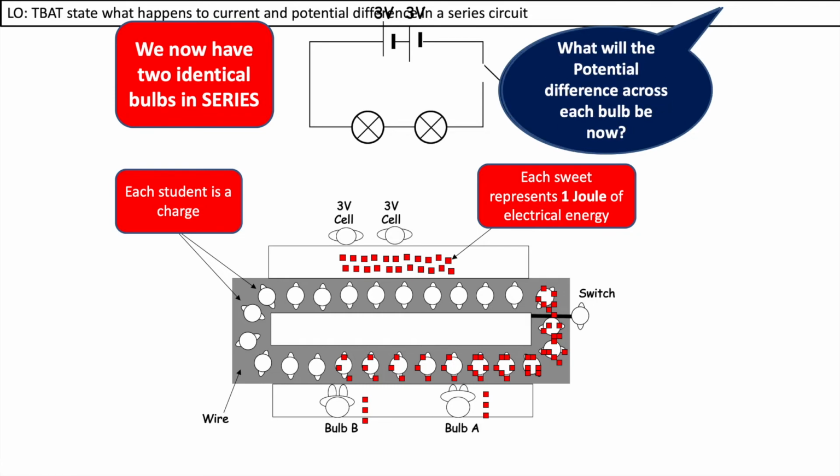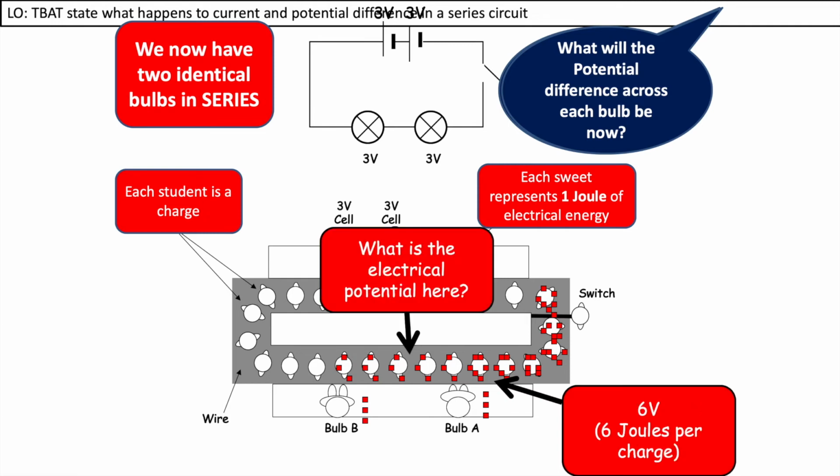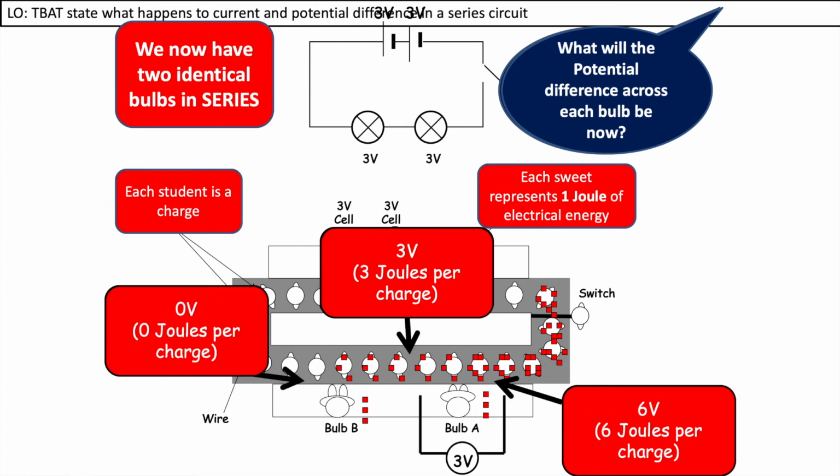So let's have a look at the potential differences around the circuit. The potential there, of course, will be 6. In the middle there is going to be, that's right, 3. So the voltage across there is going to be the difference in potential, the potential difference, which is 3. The potential there is 0. So again, the potential difference across this bulb is going to be 3 volts. It's 3 there and 0 there.